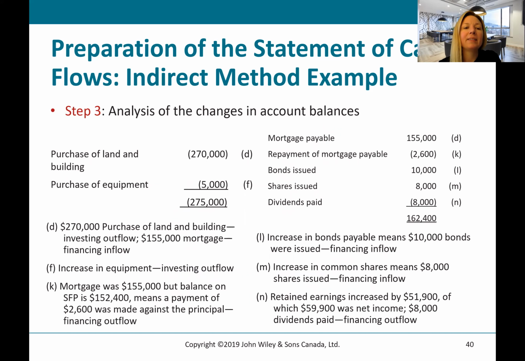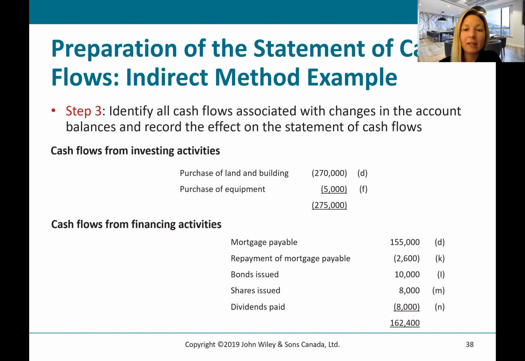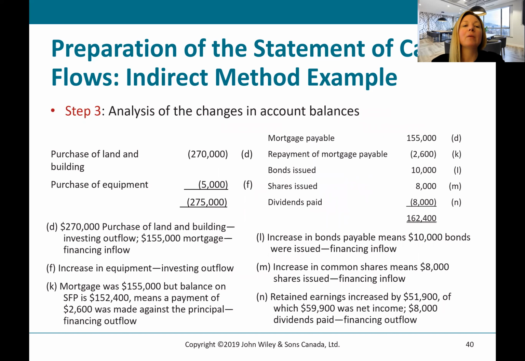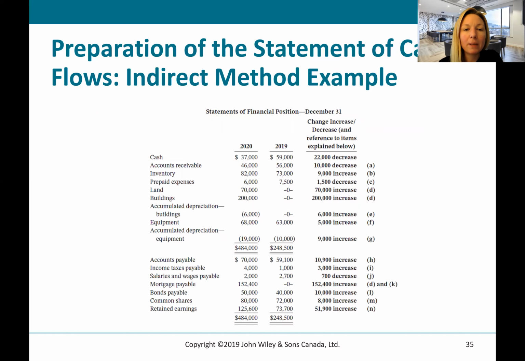So the purchase of the land and the building and the mortgage. So we're going to have the $270,000. Here's how we get the amount that we're adding back here. You can see we're adding back cash flows from operating activities, and the purchase of equipment is $275,000 for our investing activities. And here is where we got that amount. We said the purchase of the land and the building was $270,000. We got that amount because we went back here and saw the building was $200,000, and then the land above it was $70,000. So the total of the land and the building was $270,000.